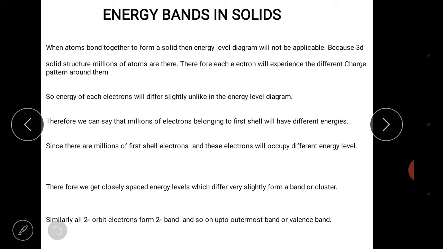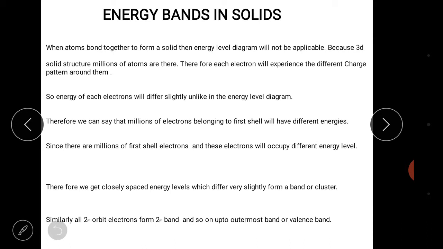Because in a 3D solid structure, millions of atoms are there. Therefore, each electron will experience a different charge pattern around it. So the energy of each electron will differ slightly, unlike in the case of the energy level diagram. Therefore, millions of electrons belonging to the first shell will have different energies.